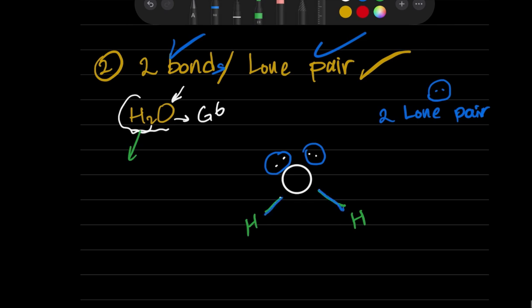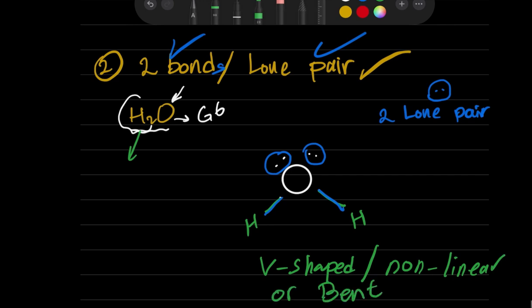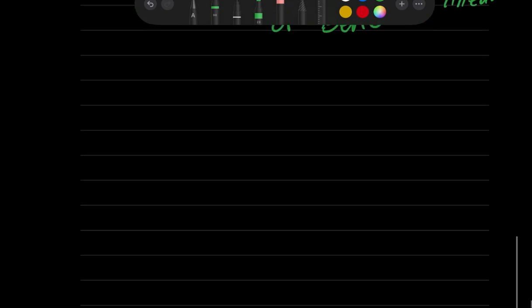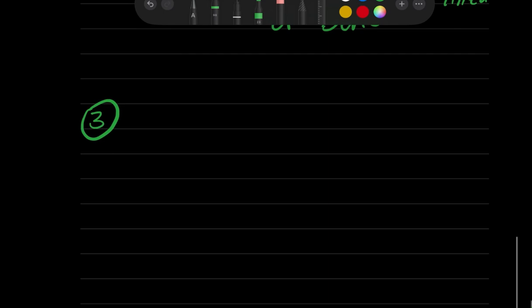So what do we call the shape of a molecule that contains 2 bonds in the presence of a lone pair? We call it V-shaped or nonlinear, okay, or bent. Okay. And by the way, the angle in the water molecule between the hydrogens here is 104.5 degrees.